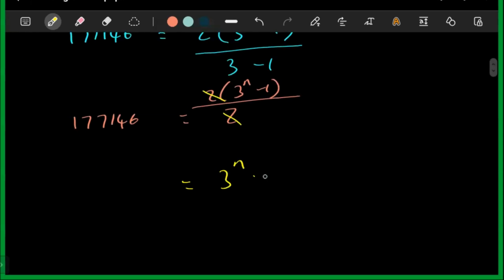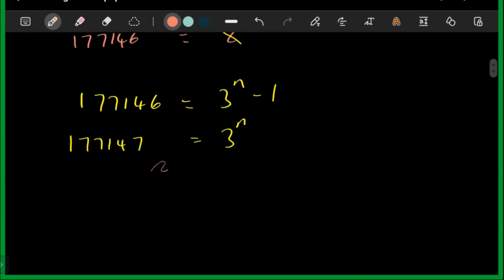And then here, you can take the 1 to the other side. It's going to be adding. So 177,147 now. So obviously here you're going to use logs to make n the subject of the formula.